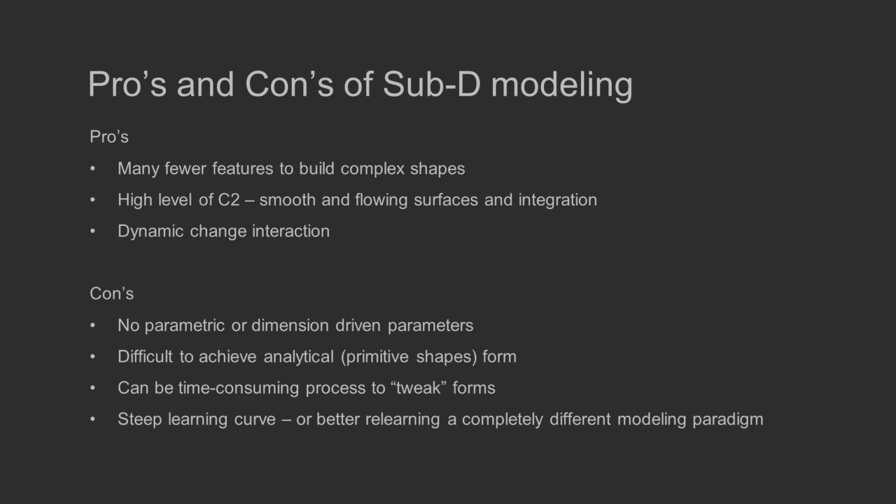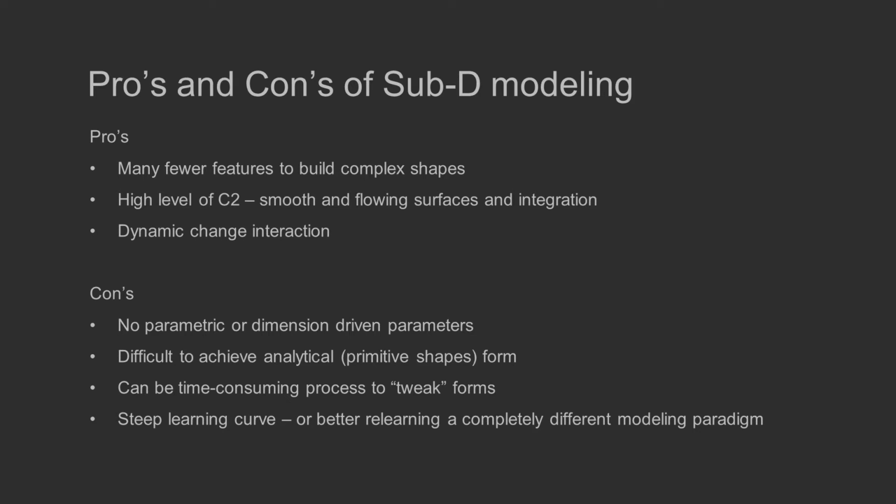The other thing about it too, and this is a big one, is that subdivisional modeling is very weak or poor at defining very analytical and regular primitive shapes. So this is a tough one, because a lot of product design is the combination of very organic and primitive shapes. And that's been traditional for quite a while.